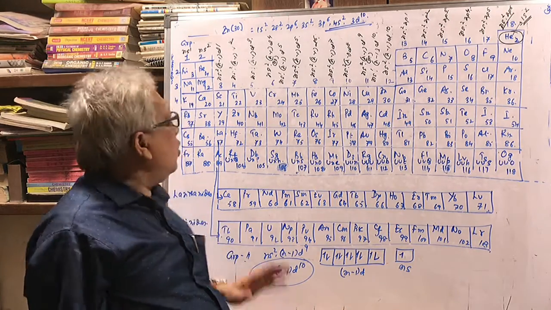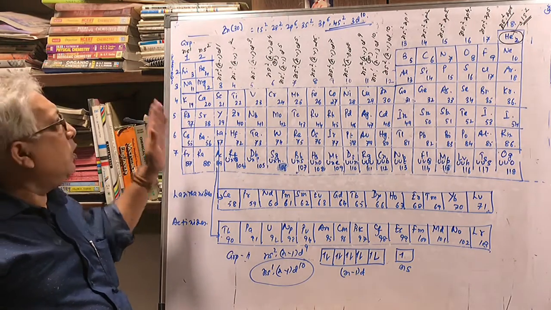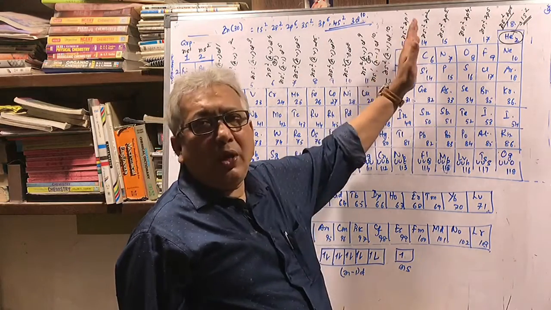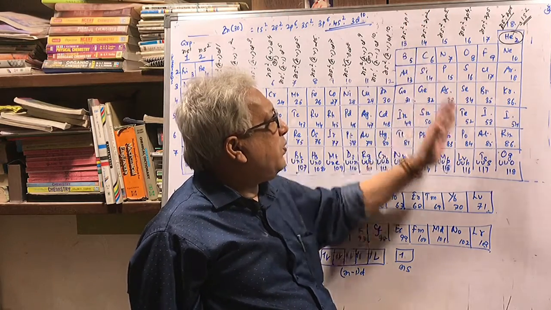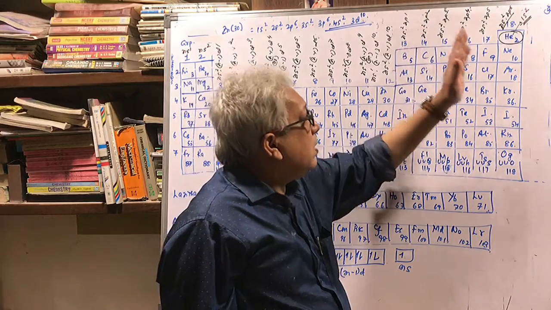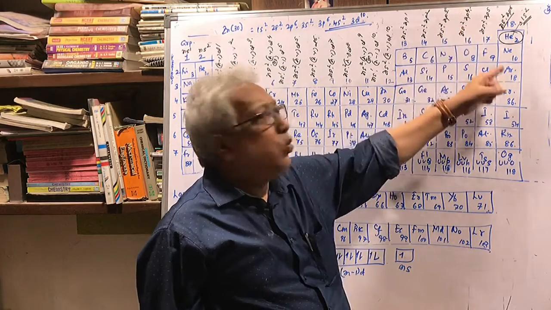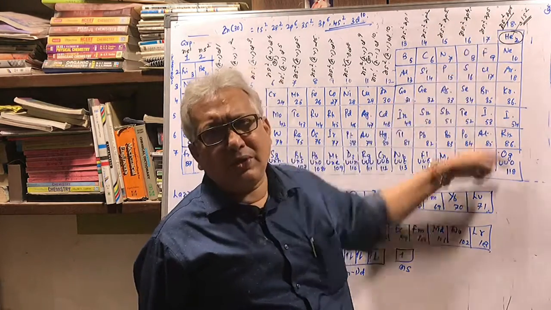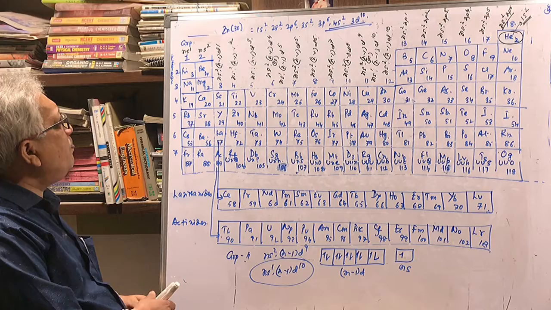So moral of the story, group 1, they have got similarities in the properties because they all have got common configuration of ns1. Group 2, ns2. Group 13, ns2 np1. 14, ns2 np2. 15, ns2 np3. 16, ns2 np4. n stands for the outermost shell. 17, ns2 np5. 18, ns2 np6. Only exception is helium, which has configuration of 1s2, but it is stable like others, hence it is placed in the same group.